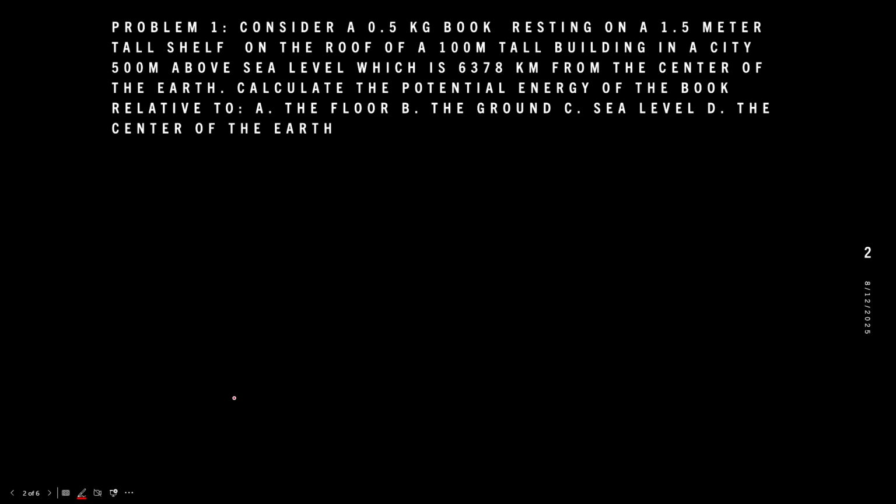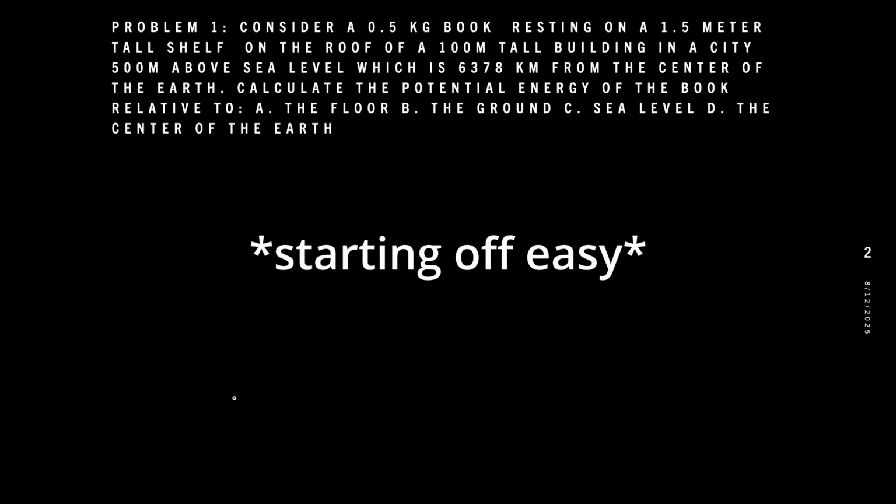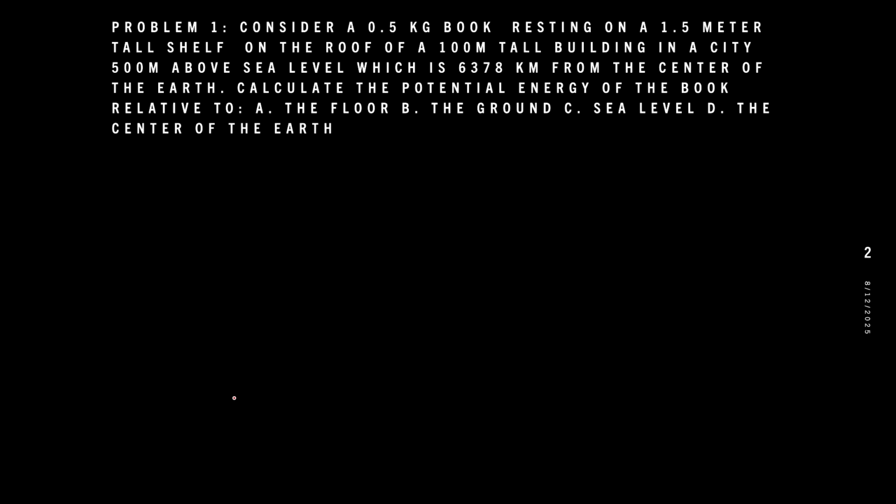Problem number 1. Consider a 0.5 kg book resting on a 1.5 meter tall shelf on the roof of a 100 meter tall building in a city 500 meters above sea level, which is 6,378 kilometers from the center of the Earth. Calculate the potential energy of the book relative to A, the floor, B, the ground, C, sea level, D, the center of the Earth.